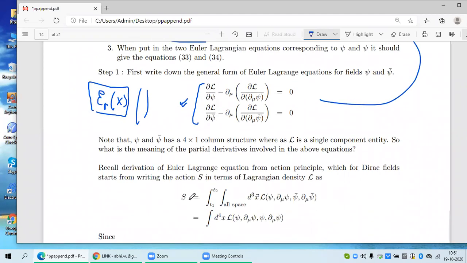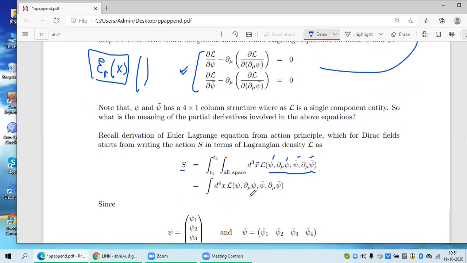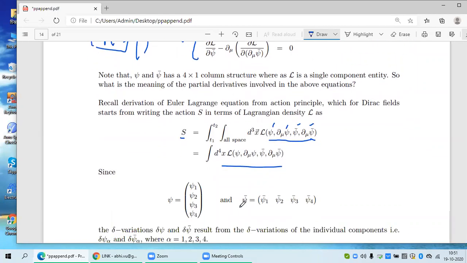Now, in this derivation of the Euler Lagrange equation from the action principle, we have written the action in terms of these fields and their derivatives, which I write for the Dirac field this way. Just replace chi by psi and del mu psi, and psi bar is the other conjugate field, which I have to include to make all the degrees of freedom explicit. So the Lagrangian is a function of this, where these are all matrices. This is the action, where psi and psi bar are like this. One is a 4x1, one is a 1x4.